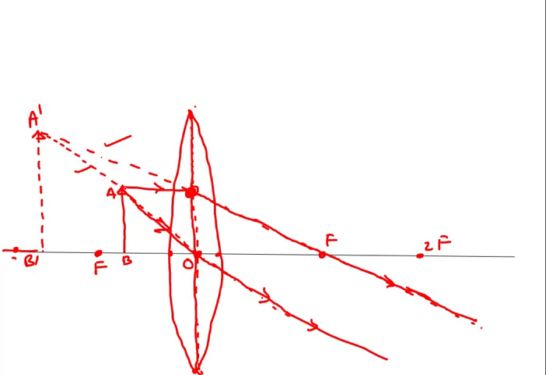These are not actual rays. The actual rays start from the object, pass through the lens, and go straight. These two rays. This is ray number 1, this is ray number 2. They are passing through the lens. These two are the apparent rays, and therefore they have been shown by a dotted line.